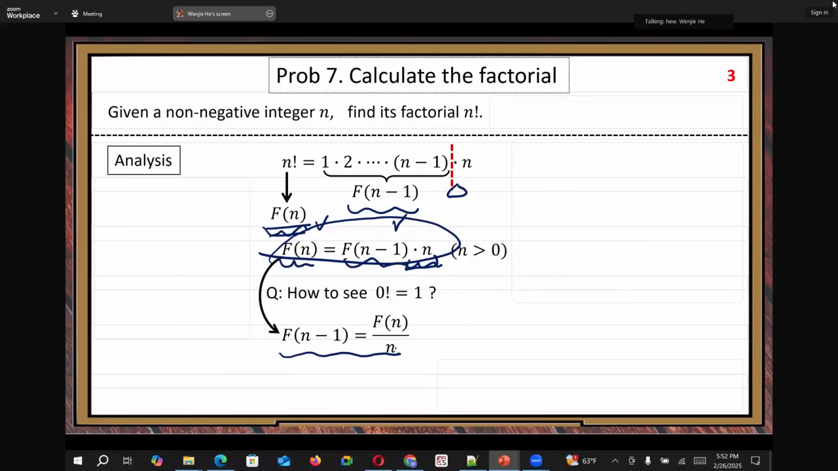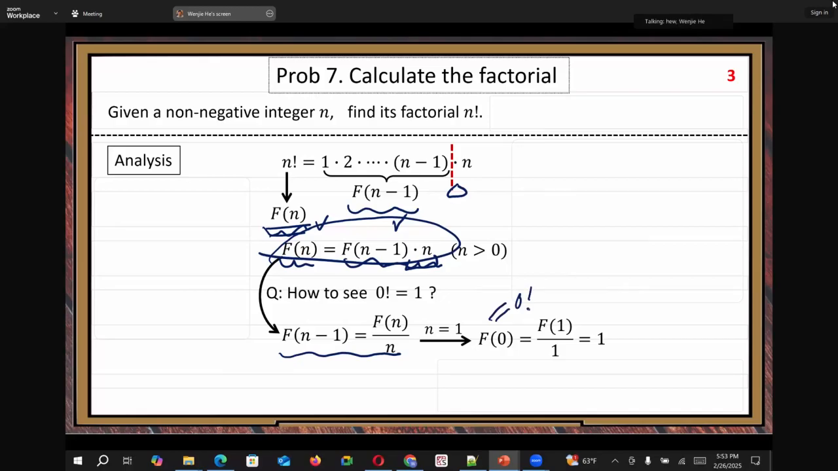Now, with this formula, can we plug in n equals 1, on both sides? Then the left-hand side is f of 0. The right-hand side is f of 1 over 1. What is f of 1? 1 factorial is 1. 1 over 1 is 1. Now, f of 0, that is 0 factorial, based on our definition.